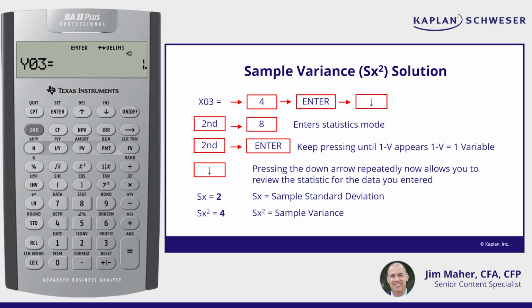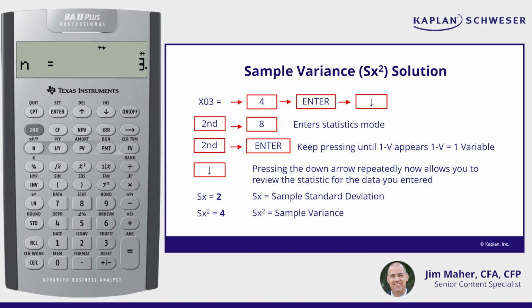And now we're going to enter our stats mode, second 8. And now we're going to keep pressing until we get here again, and we're already there, so we don't have to keep pressing. But if there's another value in this window, you would do that if you're working with something else. And now what we're going to do is keep pressing down until we get to the variables that we're interested in.